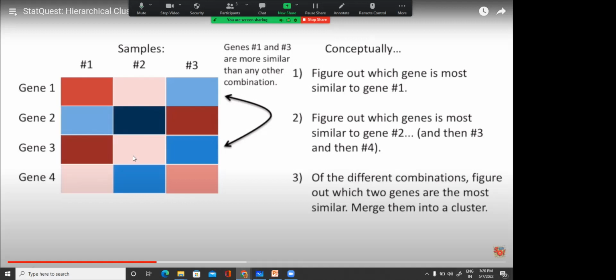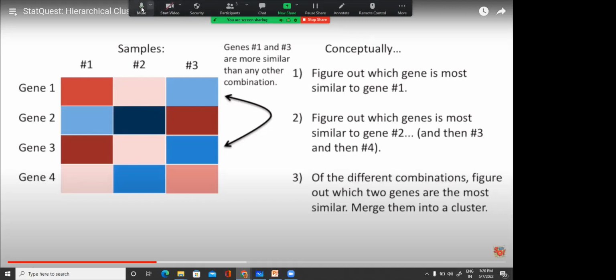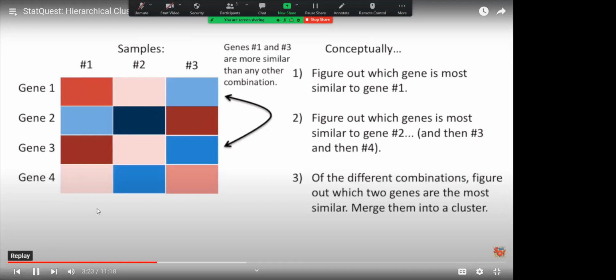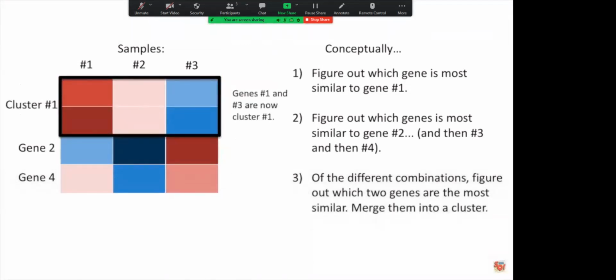1 and 3. Correct. Yes. Very good. So let us go further. In this case, genes number 1 and 3 are more similar than any other combination of genes. So genes 1 and 3 are now cluster number 1.